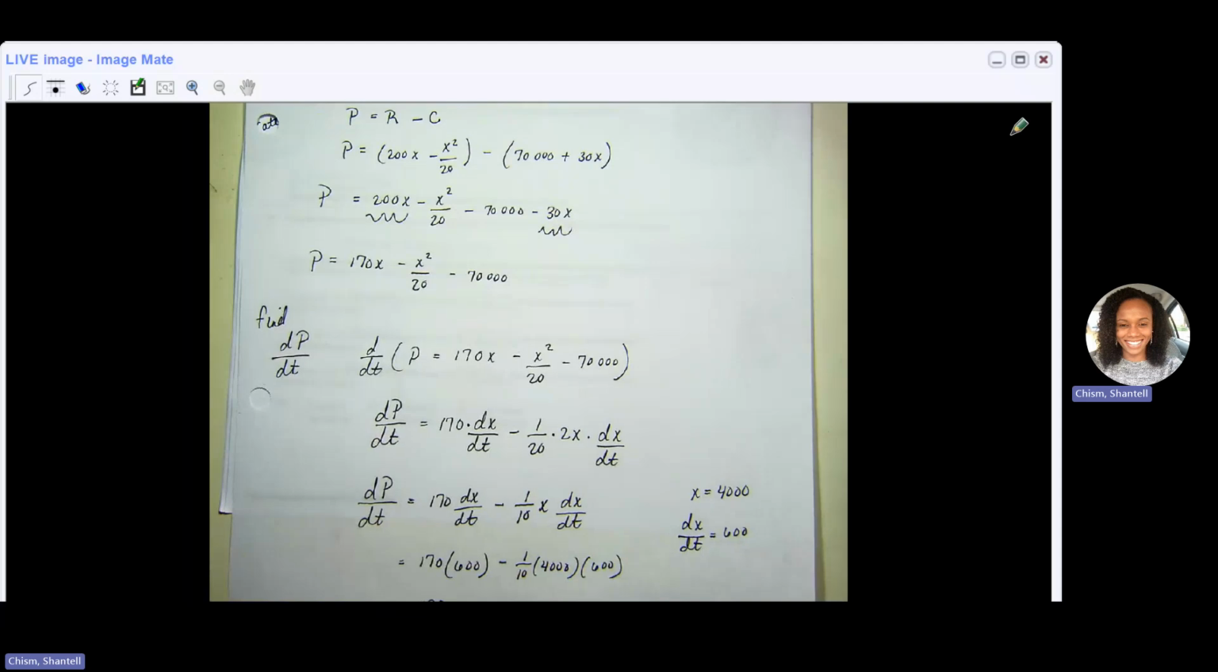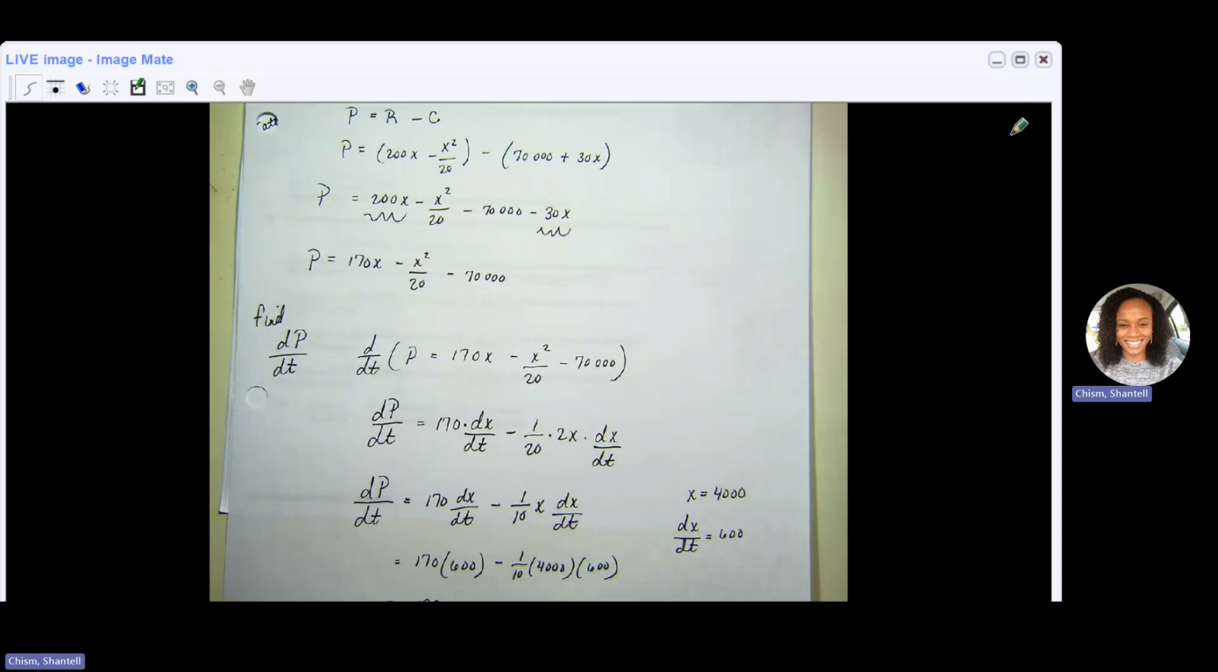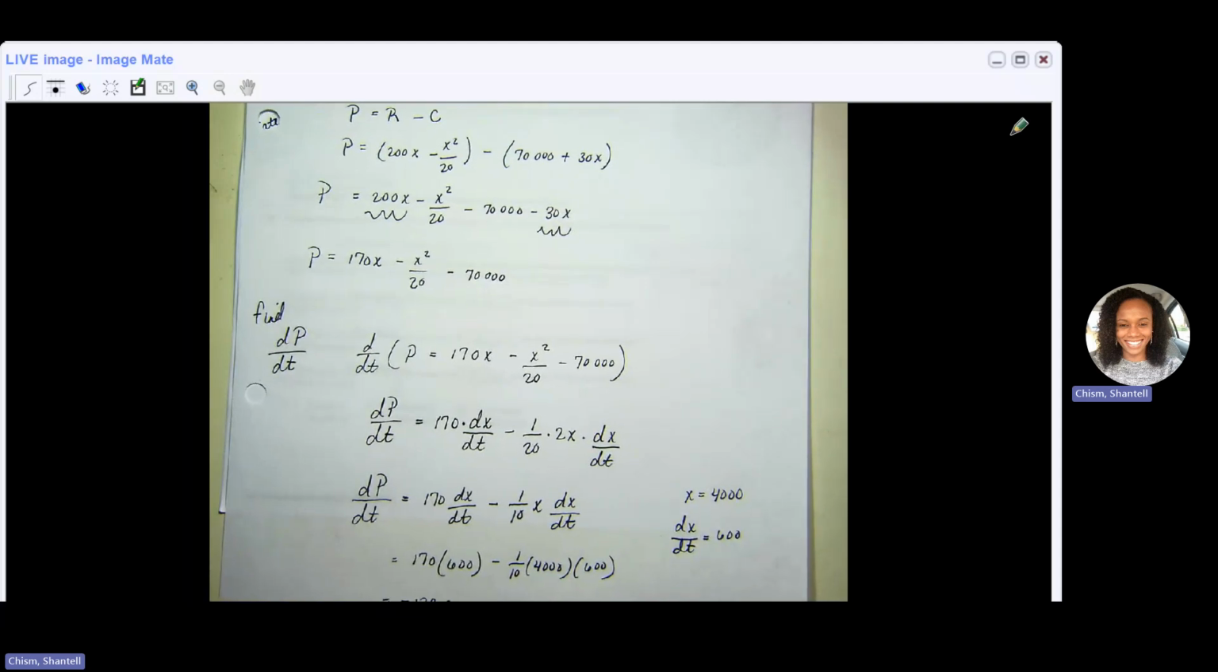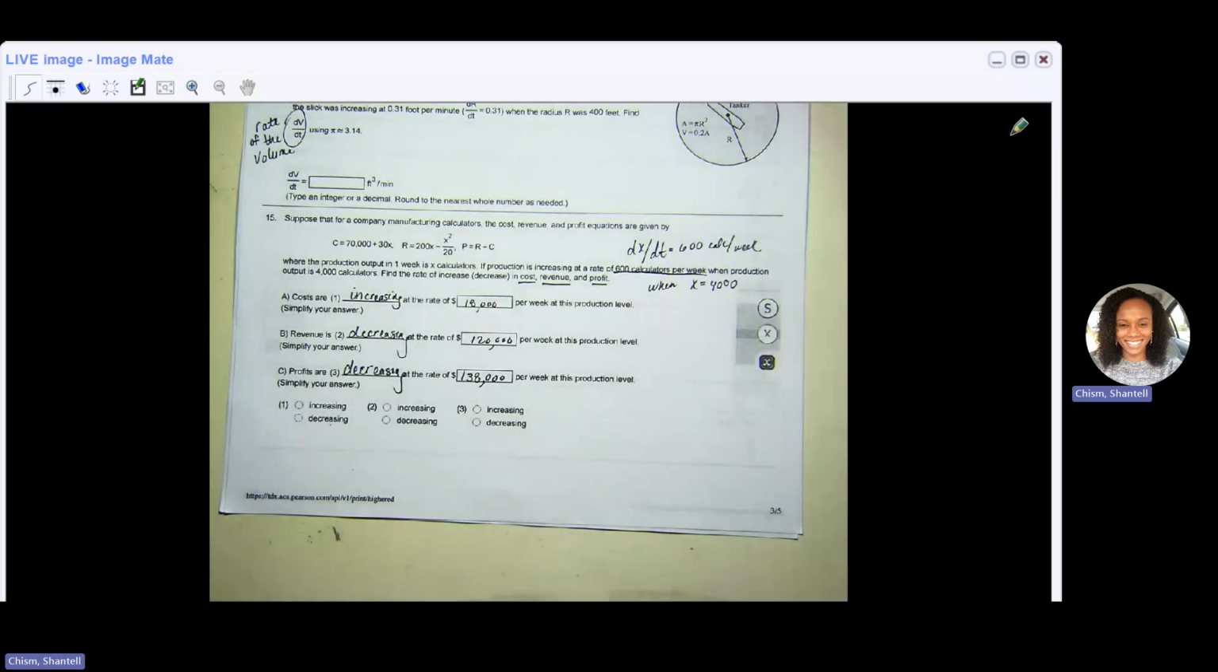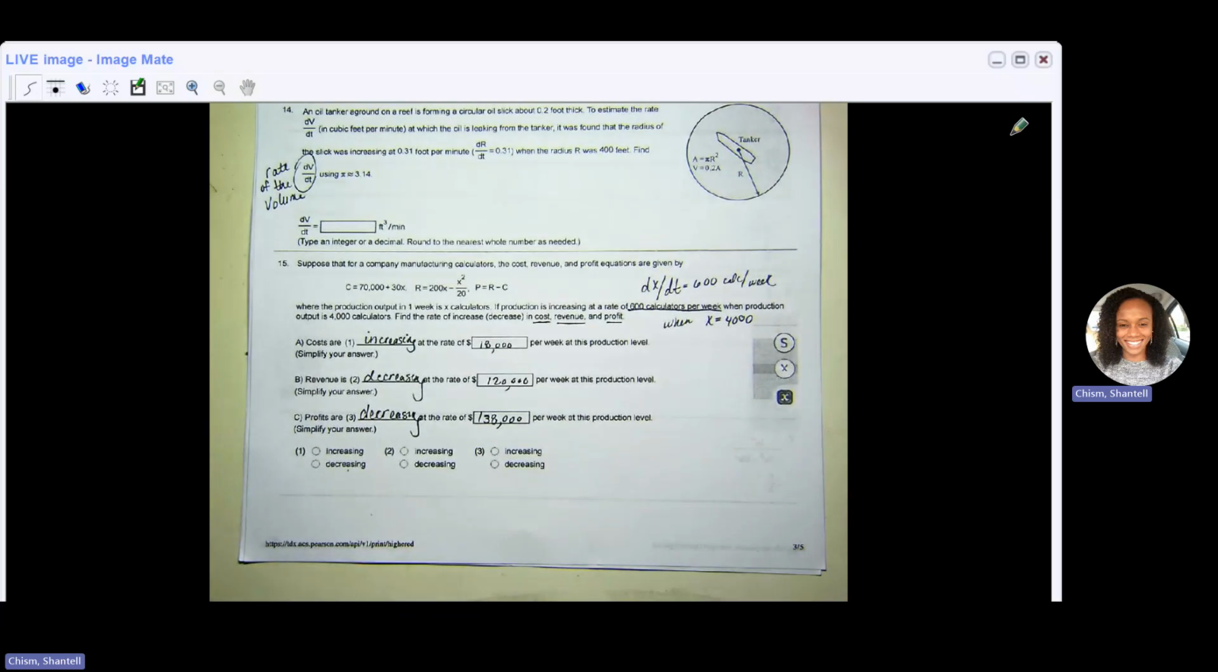So this one might have even been the easiest one. Had several parts, but they gave you the functions. You just had to apply the techniques. So I hope this clears up any questions you were having or any trouble you were having with implicit differentiation and related rates.